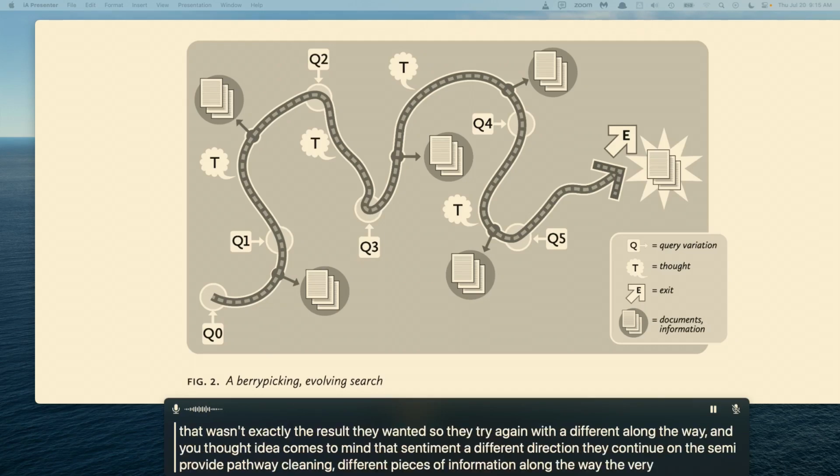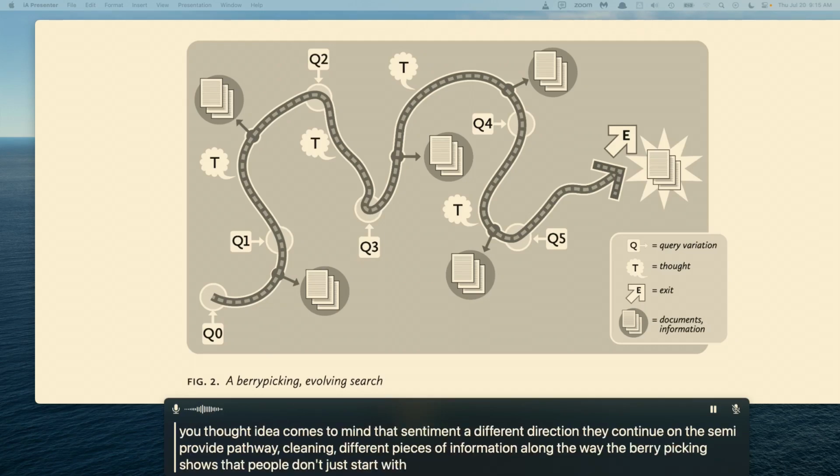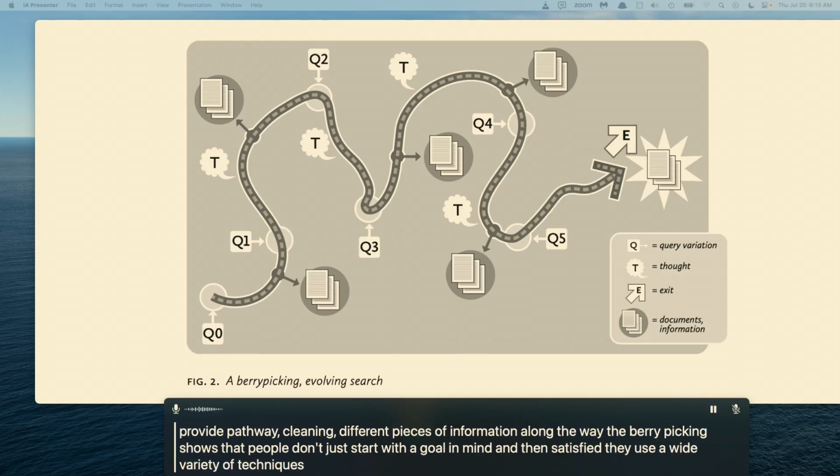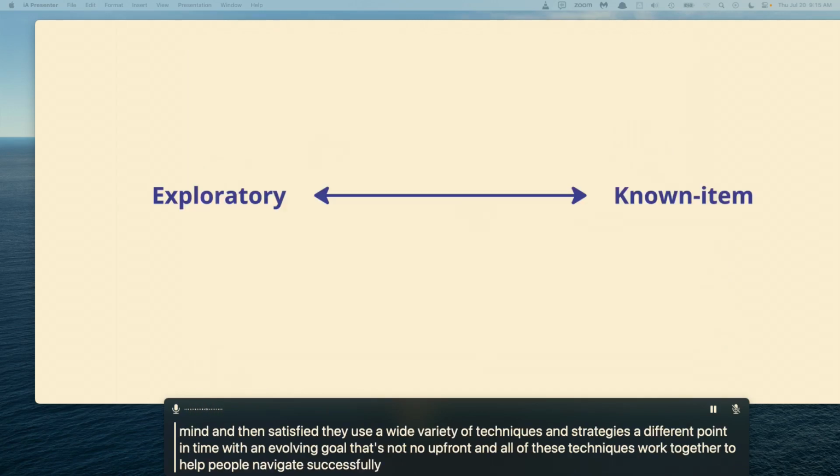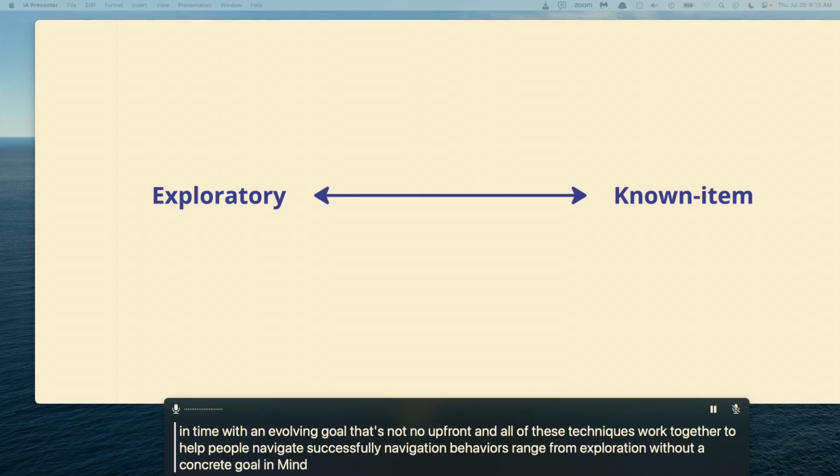The berry-picking model shows that people don't just start with a goal in mind and then satisfy it. They use a wide variety of techniques and strategies at different points in time with an evolving goal that's not known up front. And all of these techniques work together to help people navigate successfully. Navigation behaviors range from exploration without a concrete goal in mind to known item searches, where you're looking for a very specific thing.